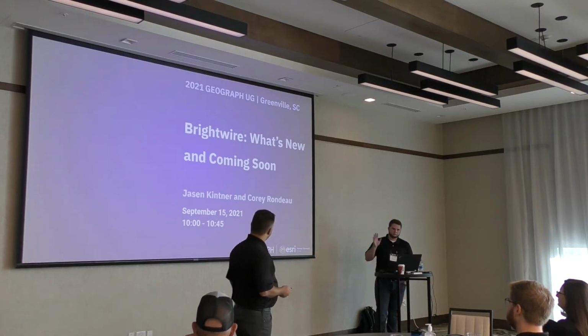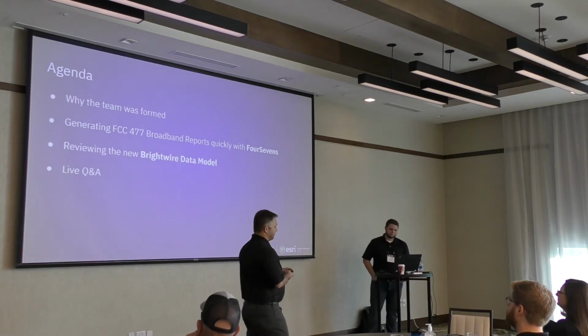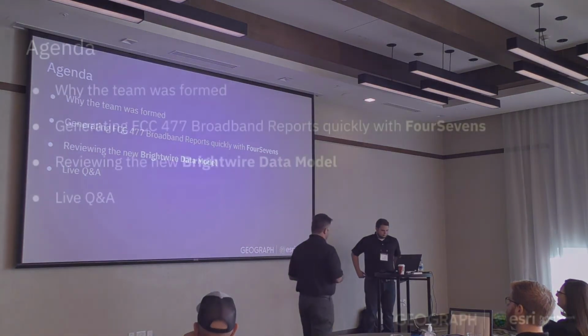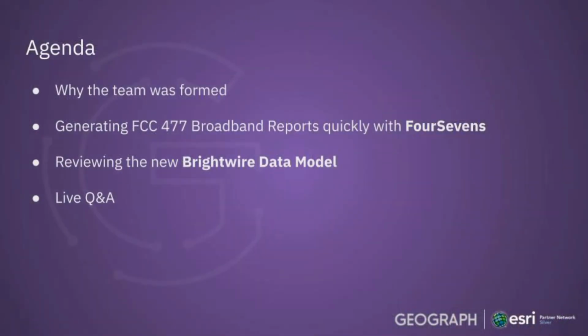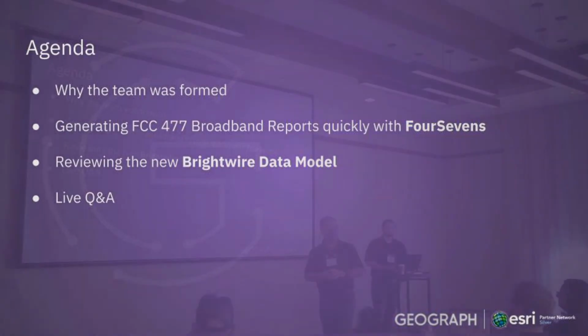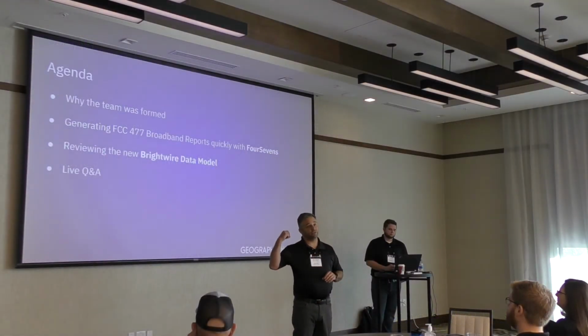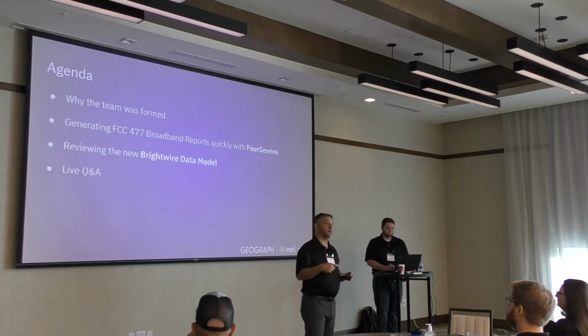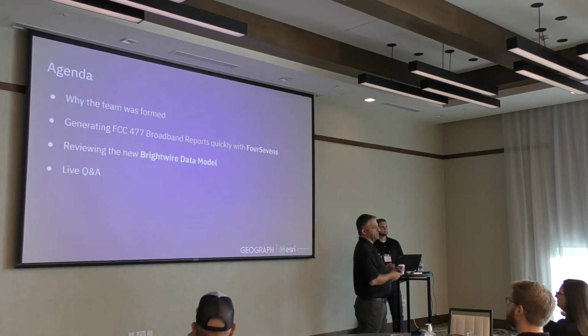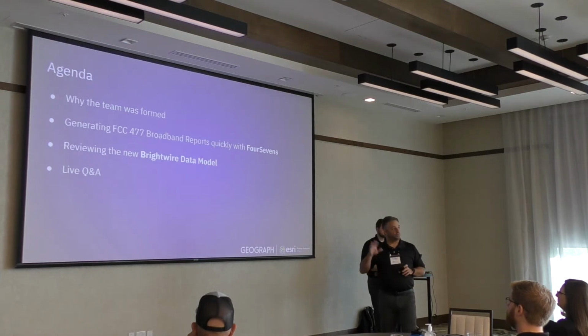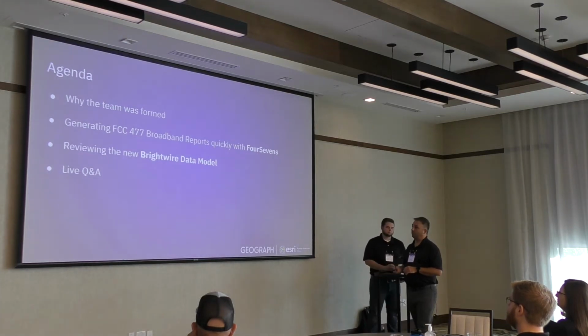I'm Jason, this is Corey. The agenda today: we're going to talk about why the team was formed. One of the other things that we do, aside from creating this data model, is we have a tool out there on the ArcGIS marketplace for generating 477 broadband reports. I don't know how many of you deal with that with the FCC, but we do have a tool out there that can help speed that up. So we're going to do a quick public service announcement, a demonstration of that. And then we'll get into the model and review that, and then do a Q&A.